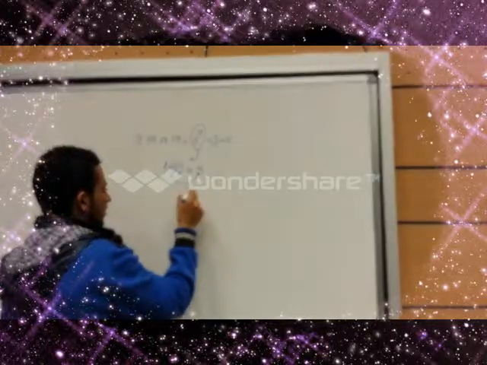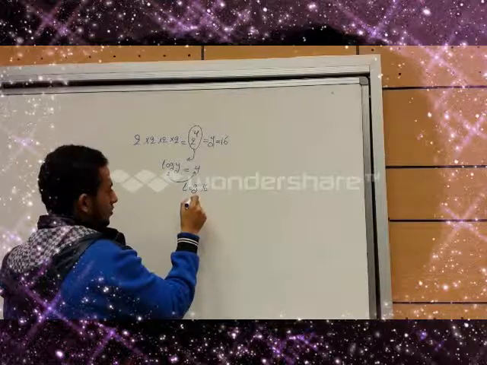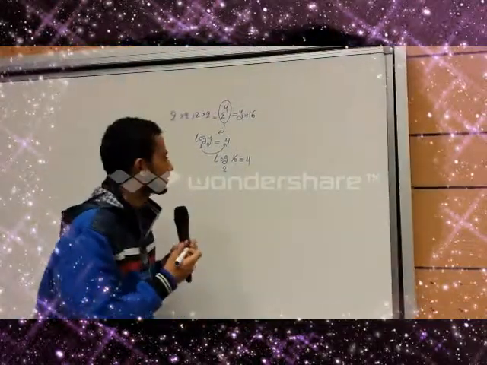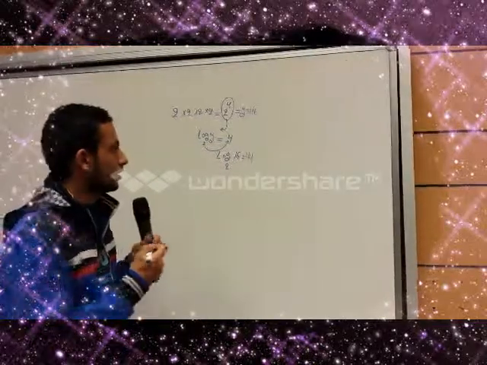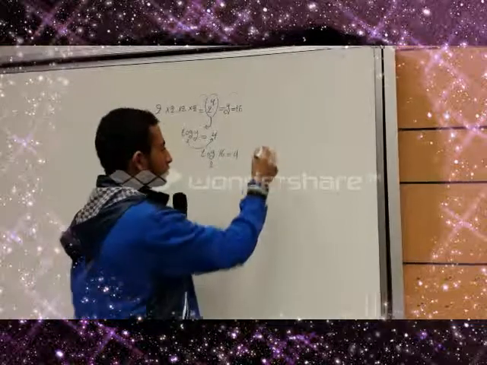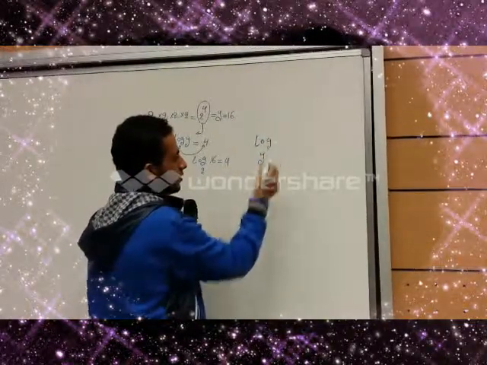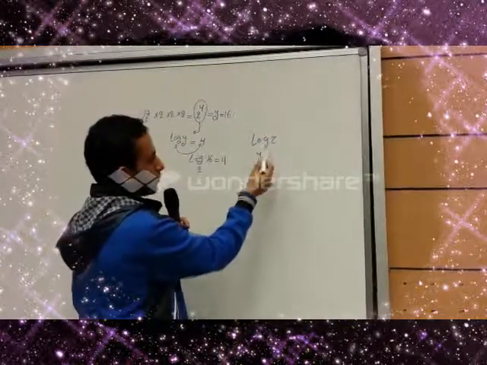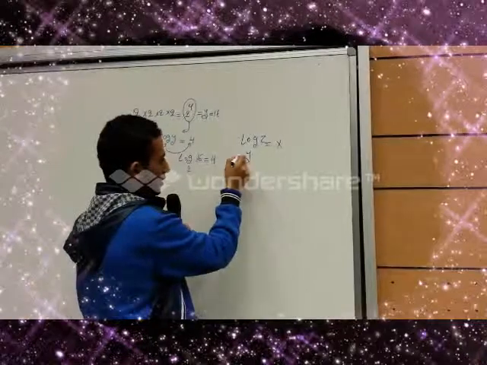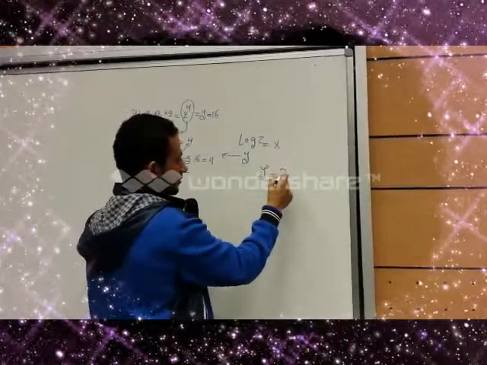So log 16 to the base 2 equals 4. Let's complete the log. So right now we're going to generalize the rule by saying the log z to the base y equals x. That means, as we get here, y to the power x equals z.